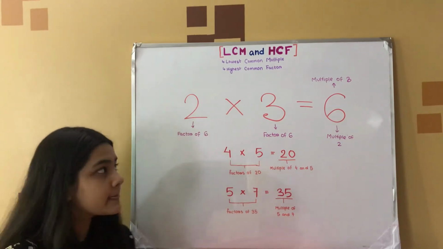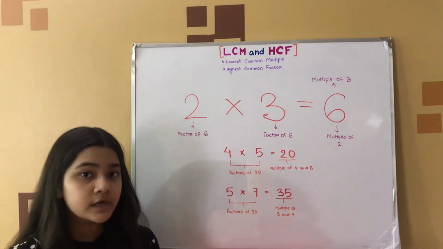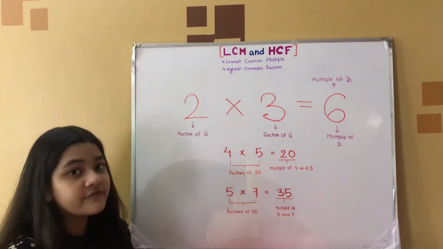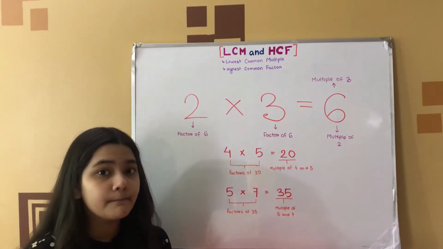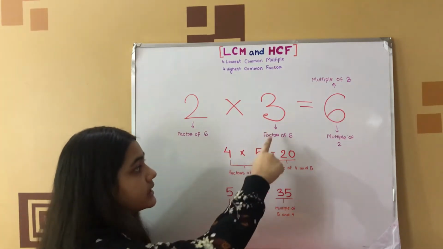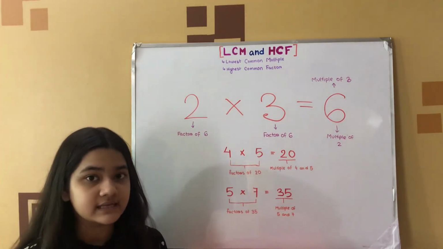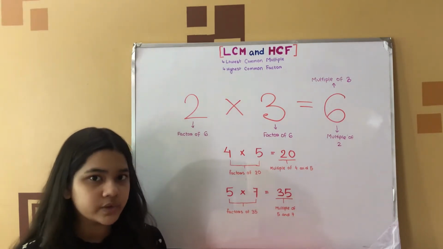For example, 2 times 3 equals 6. Here, 2 is the factor of 6 and 6 is the multiple of 2. And 3 is the factor of 6 and 6 is the multiple of 3.